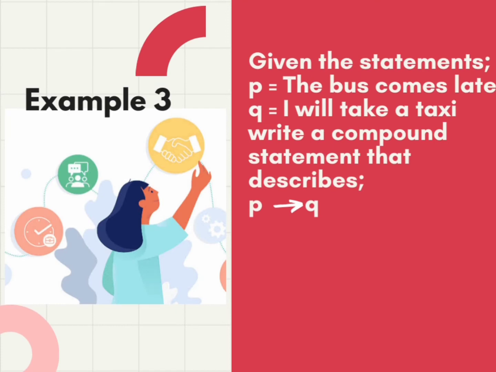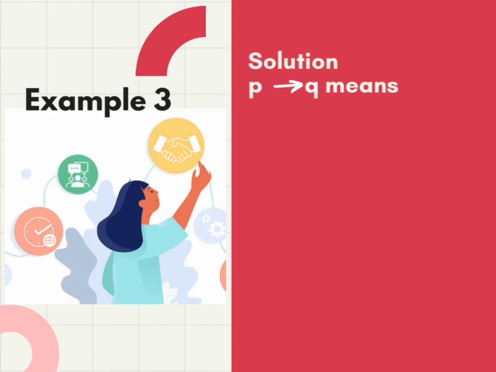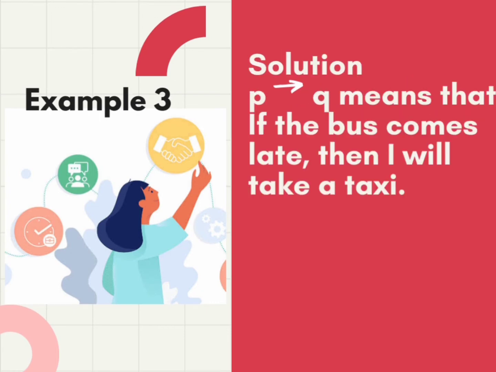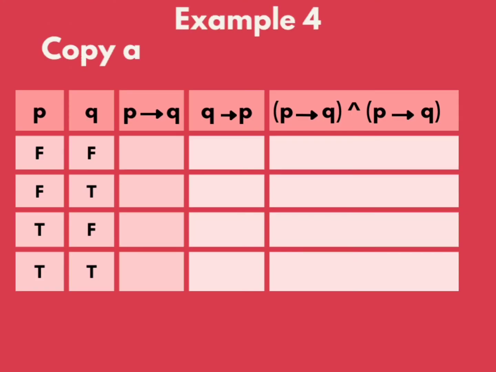So let's take this question. Given the statements P: the boss comes late, and Q: I will take a taxi, write a compound statement that describes P implies Q. So we are going to take that conditional statement, which is P implies Q, and write it. P implies Q will be: if the boss comes late, then I will take a taxi.